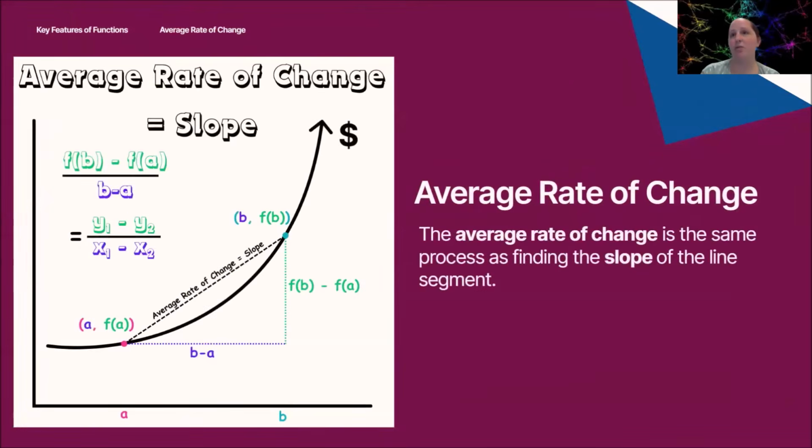Average rate of change. Okay, so this is the exact same process as finding slope. You're going to take your rise over your run, or your y values over your x values.